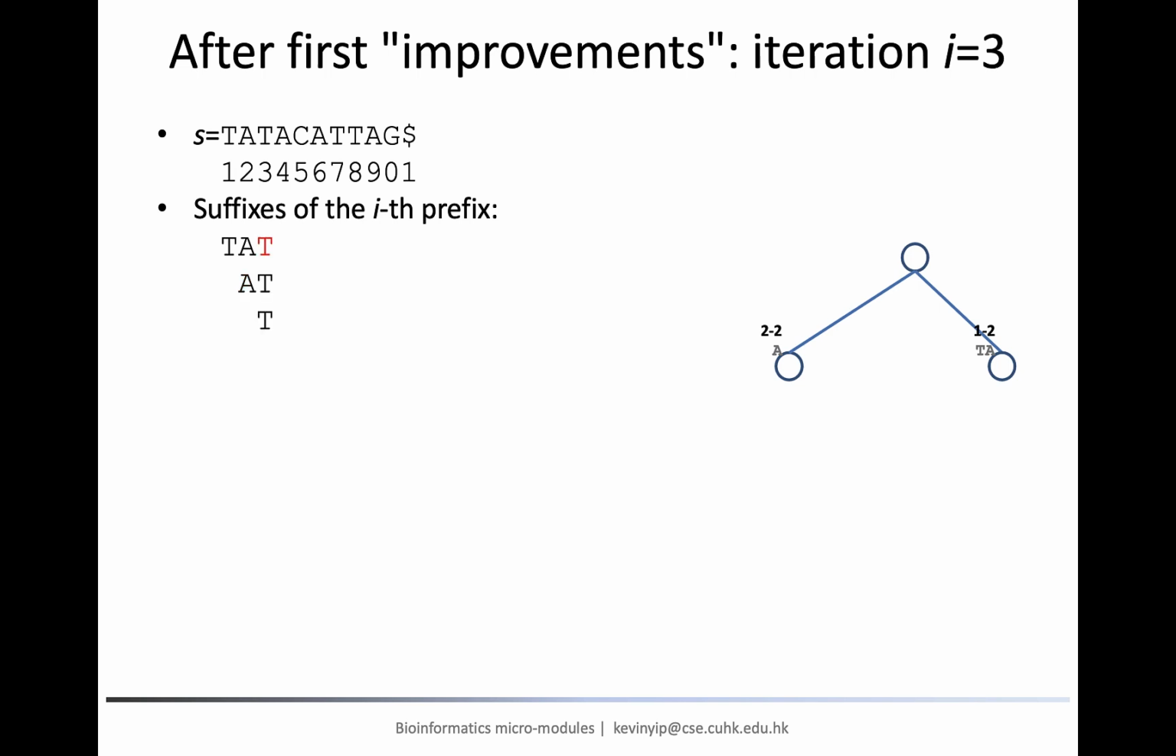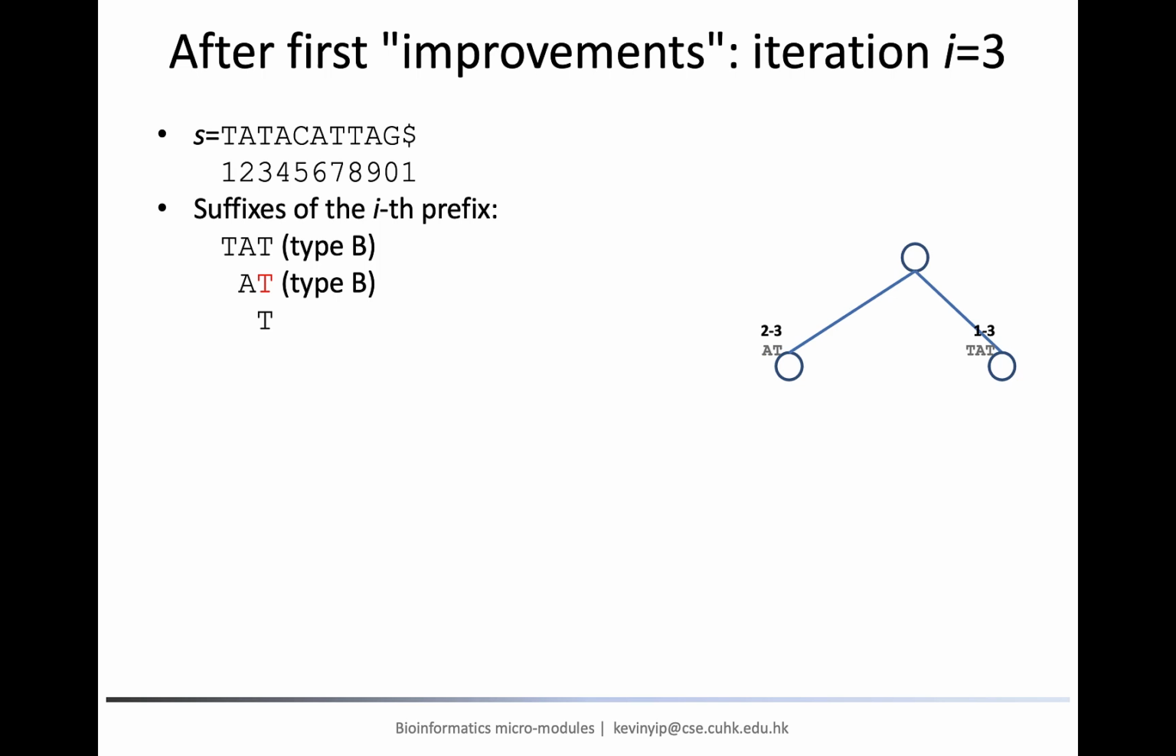Now for this T at the third position, regarding its involvement in the first suffix, since TA is already in the tree, we only need to update the ending position of that leaf node label, and thus this insertion is of type B. Similarly, for the involvement of this T in the second suffix, the ending position of the left child of the root is updated, and therefore this insertion is also of type B.